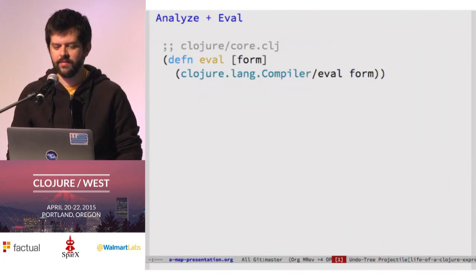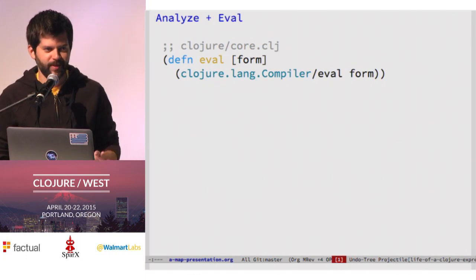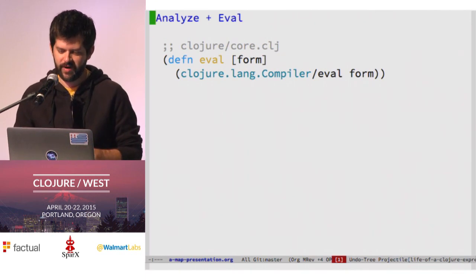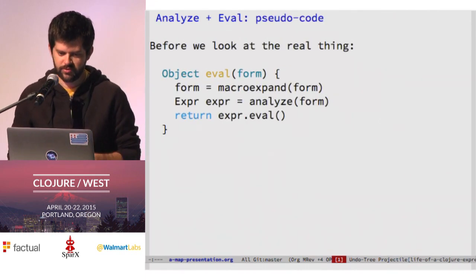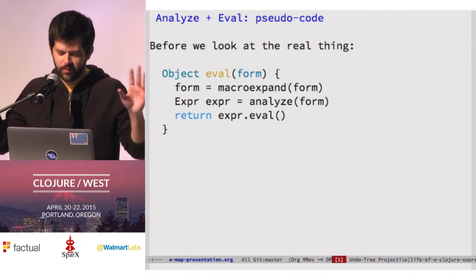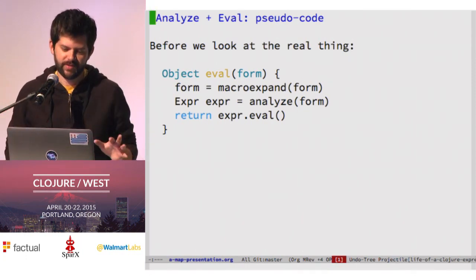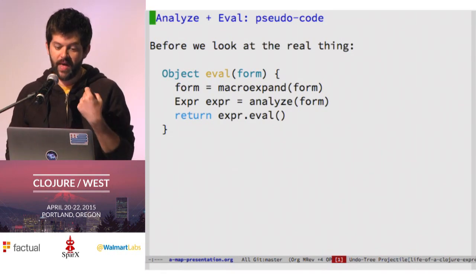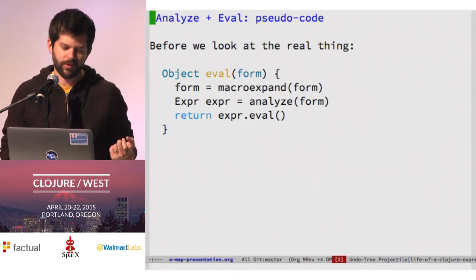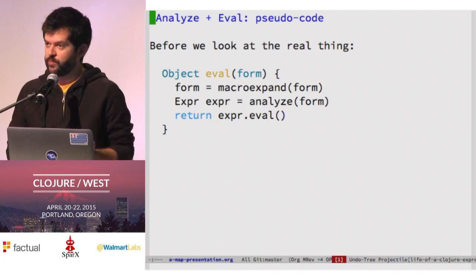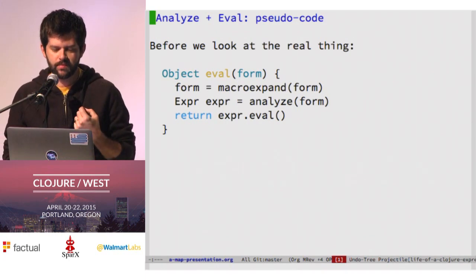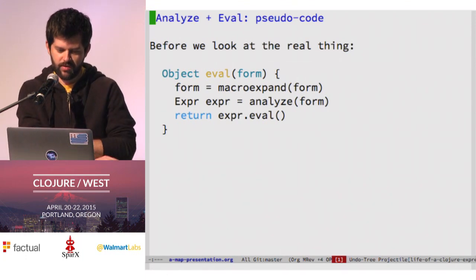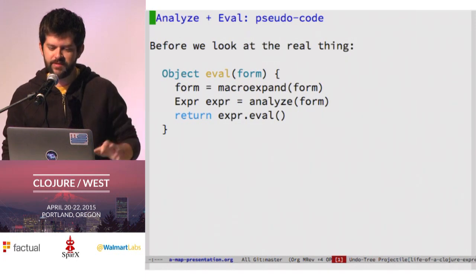So the Clojure compiler, as I've already mentioned, is serious business. It's a lot to take on. So rather than just jumping right into eval, here's sort of a pseudocode of what it would look like if you didn't have to worry about a lot of annoying details. Here's all there is to eval. You get a form, you macro expand that form, you analyze that form into a compiler expr, and then you eval that expr. We're not going to delve into macro expand.